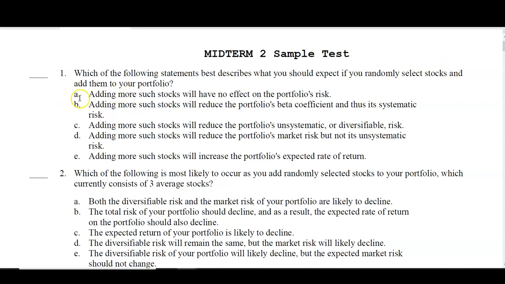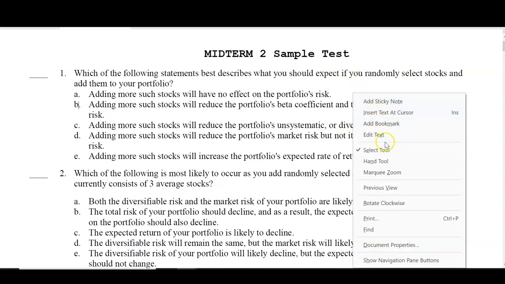Okay, so the first option A, adding more stocks will have no effect on portfolio's risk. This is not correct because portfolio risk should go down. Option B, adding more stocks will reduce the portfolio's beta coefficient and thus its systematic risk. This is not correct. Systematic risk does not change. Option C, adding more such stock will reduce the portfolio's unsystematic or diversifiable risk. This is correct. Okay, let me mark here.